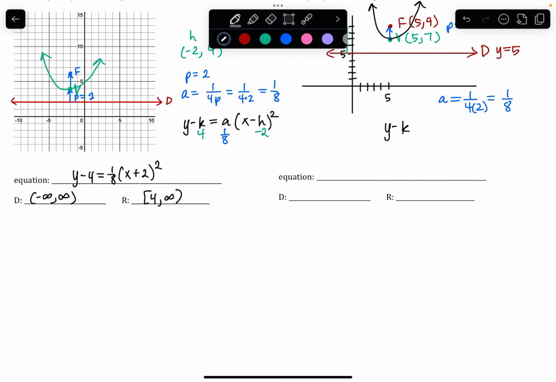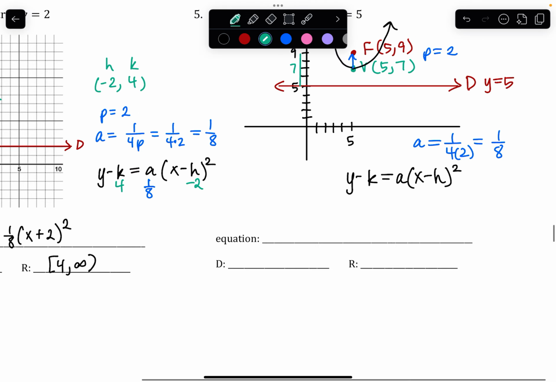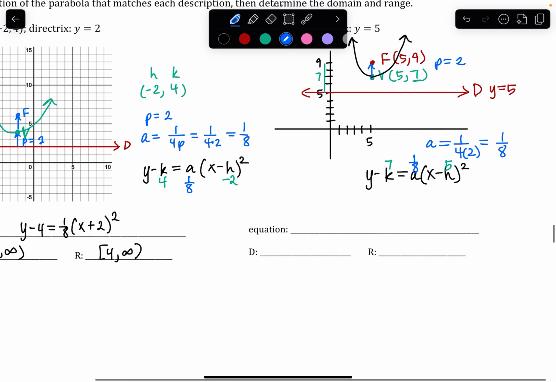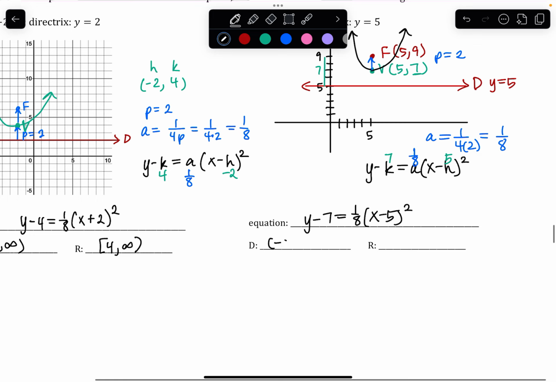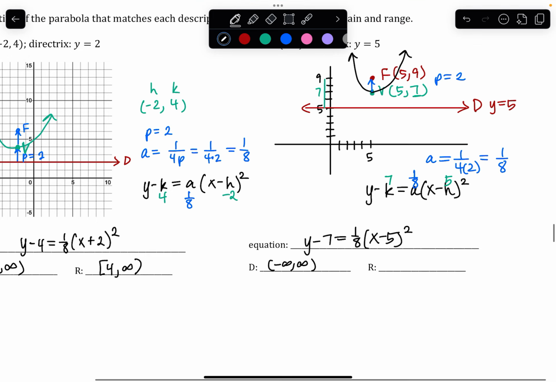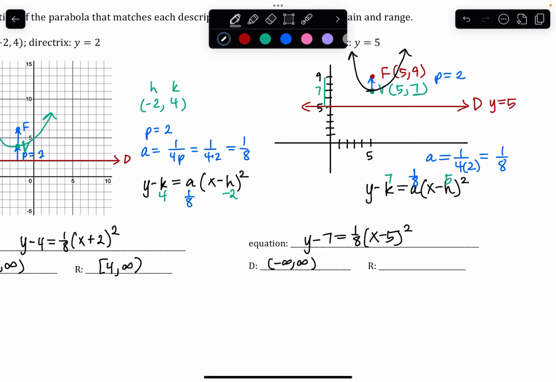We have y minus the y equals a x minus the x squared. And so be careful and don't use the focus here. We want the vertex. So k is 7, h is 5, and a is 1/8. A lot of people try to use the 5, 9 instead of the 5, 7 for the equation. So my final answer would be y minus 7 equals 1/8 x minus 5 squared. Domain still -infinity to +infinity. And then range, this minimum is 7 at the vertex and going to infinity.